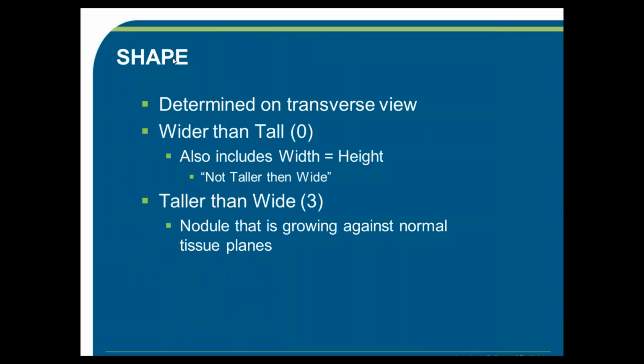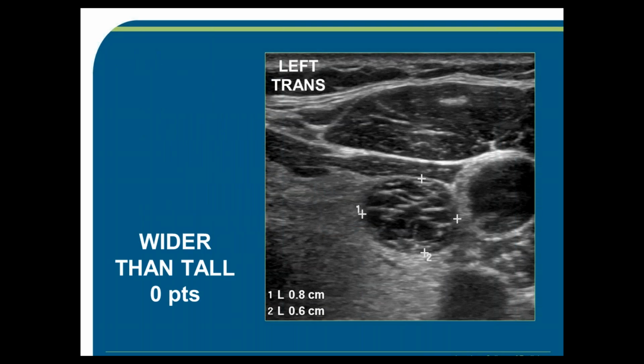And then finally, or next to last, is shape. Shape is determined on the transverse view, and this is where we refer to nodules being wider than tall or taller than wide. So wider than tall gets 0 points. And you occasionally will have nodules where the width is equivalent to the height. You can call those not taller than wide, and they also get 0 points. If a nodule has AP dimension greater than the transverse dimension, that's called taller than wide, and those get 3 points. Those are basically nodules that are growing against the normal tissue planes.